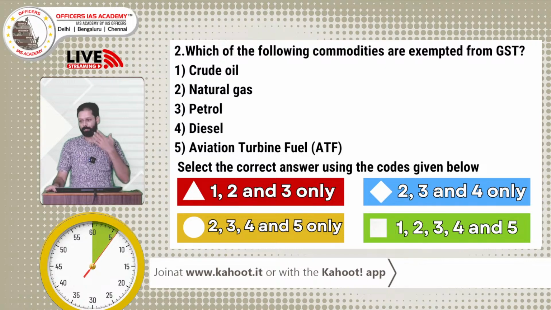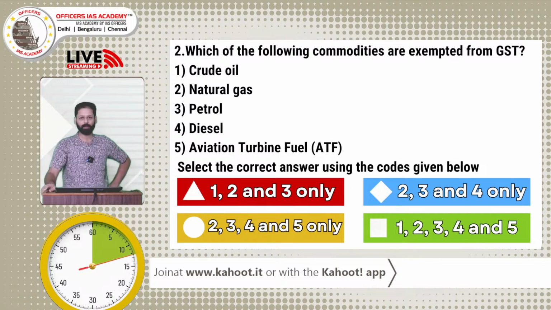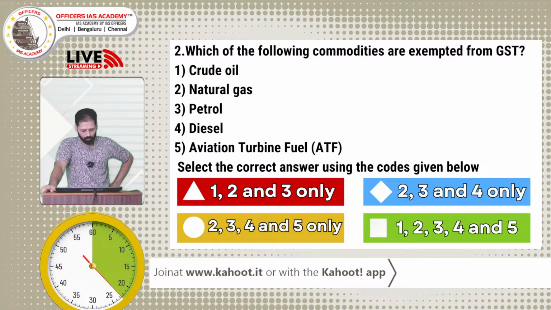Which of the following commodities are exempted from GST? A very, very typical UPSC question. In fact, I think in 2018, if I remember correctly, there was a similar question. Which of the following items are exempted from the Goods and Services Tax? Here, the list goes on to mention crude oil, natural gas, petroleum, diesel, aviation turbine fuel.